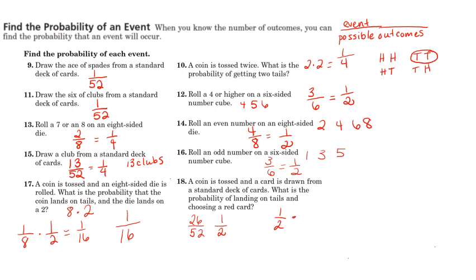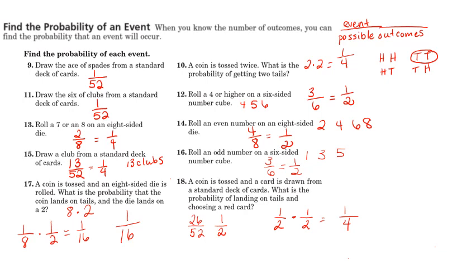So what is the probability of landing on tails? 1 out of 2. And choosing a red card, that's also 1 out of 2. So when I multiply that, 1 times 1 is 1, 2 times 2 is 4. So I have a 1 out of 4 chance of that happening.